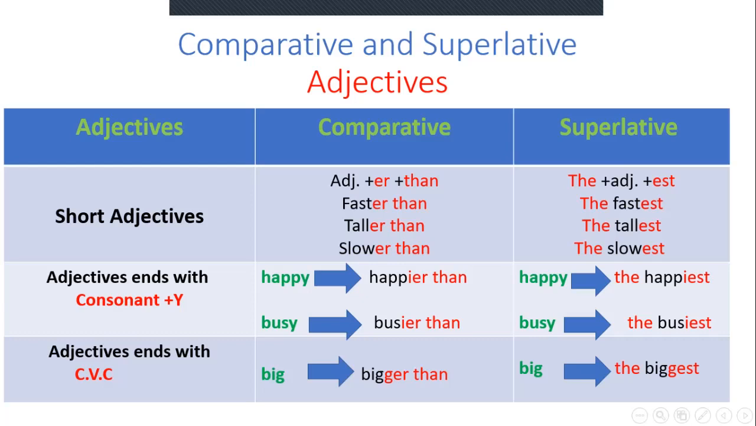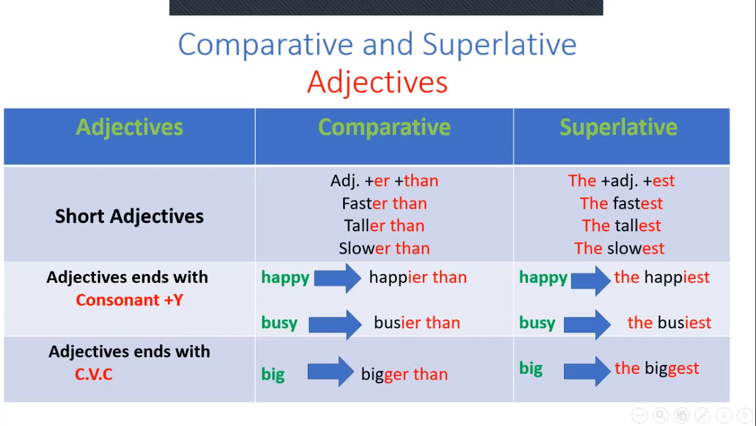But to make superlative, if the adjective ends in consonant plus Y, we delete Y and add what? Excellent. Add IEST. We delete Y and add IEST to make superlative. But we delete Y and add IER to make comparative.